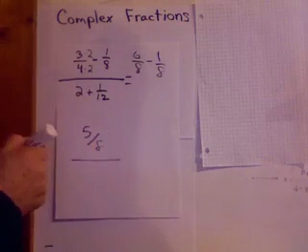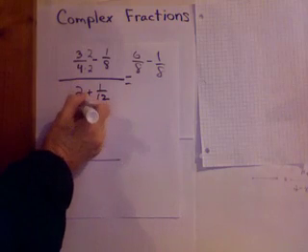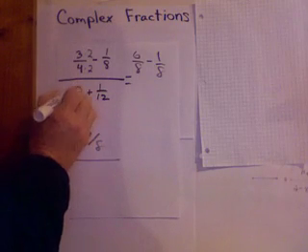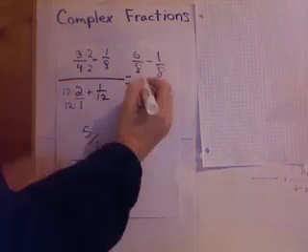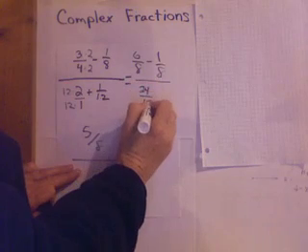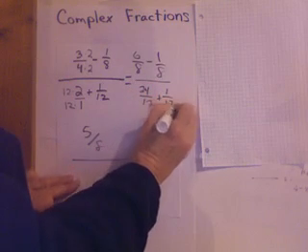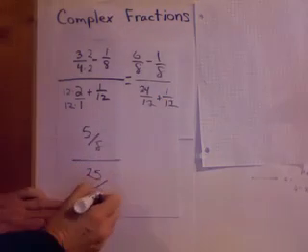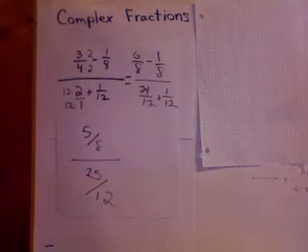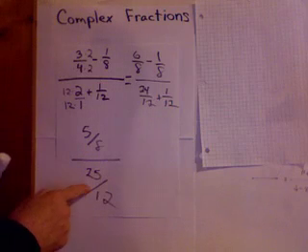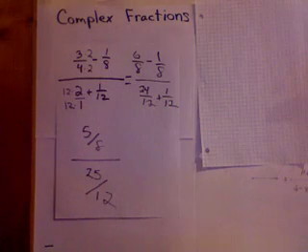2 plus 1/12. Let's make that 2 over 1. Common denominator 12. So multiply by 12 over 12. So now I get 24 over 12 plus 1 over 12. 25 over 12. Now I have a complex fraction, 5/8 over 25 over 12.